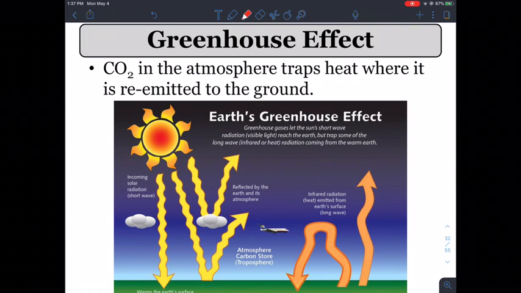And remember, the greenhouse effect is important because carbon dioxide in the atmosphere traps heat. So when the energy comes from the sun, hits the ground, and is reflected or radiated back out into space, the carbon dioxide in the atmosphere can trap that heat.